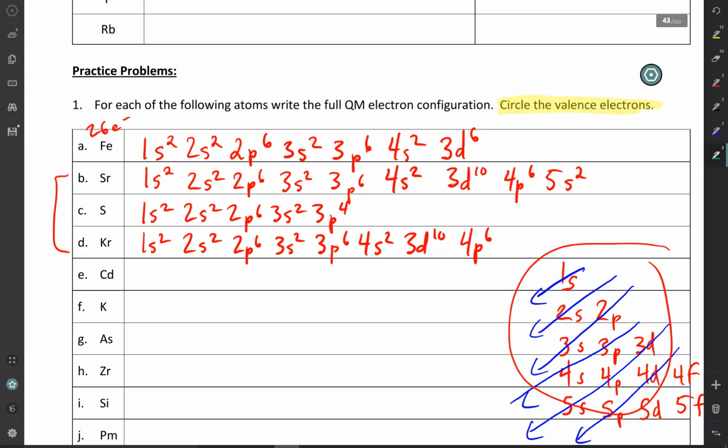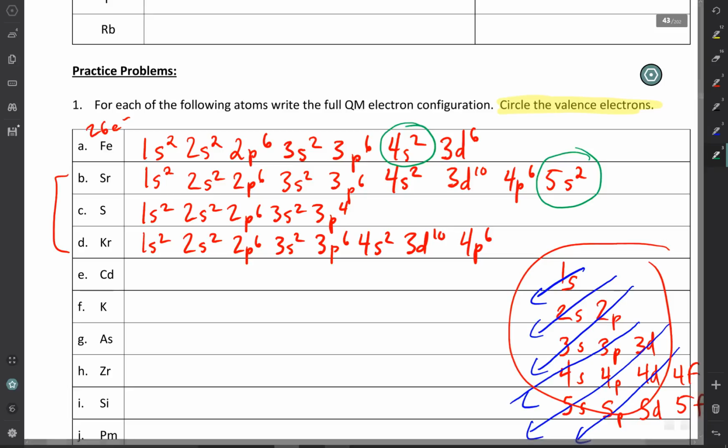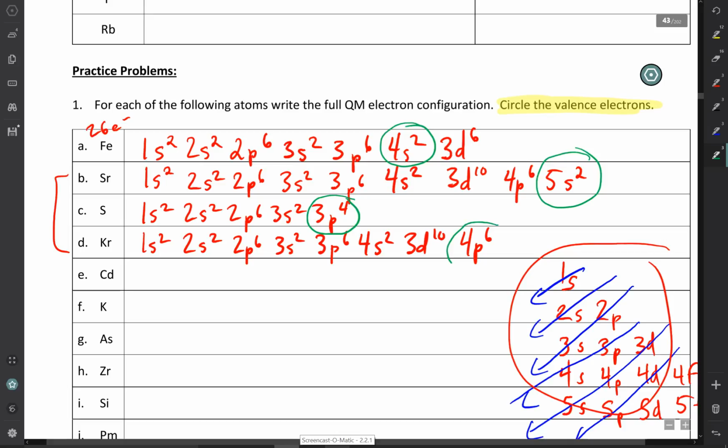So if you take a look at iron, we see the last thing we wrote was 3d6, but since it's a D sublevel, we're going to backtrack to the nearest S sublevel. With strontium, nope, they're just the last ones we wrote since they're in the S sublevel. Same thing with sulfur. Last ones we wrote, it's in the P sublevel. And same thing for krypton. So just be aware that those are where the valence electrons are.